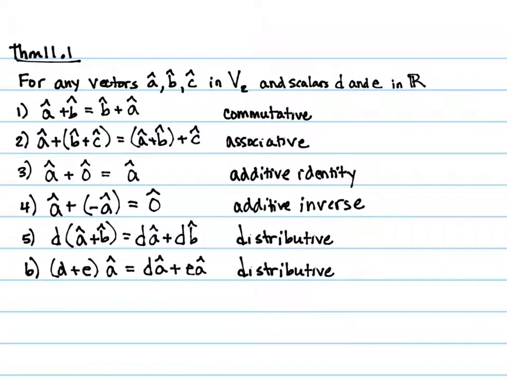Two more. 7, the coefficient or the scalar 1 times a vector A is just a vector A. This would be the multiplicative identity.